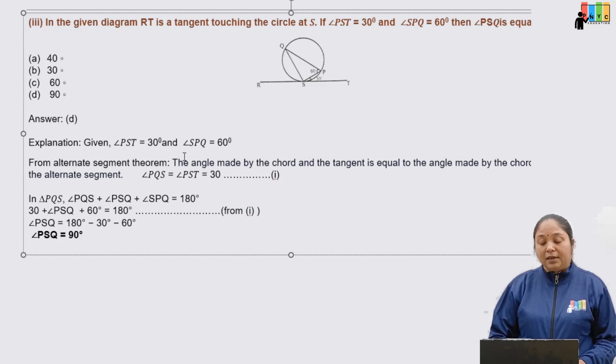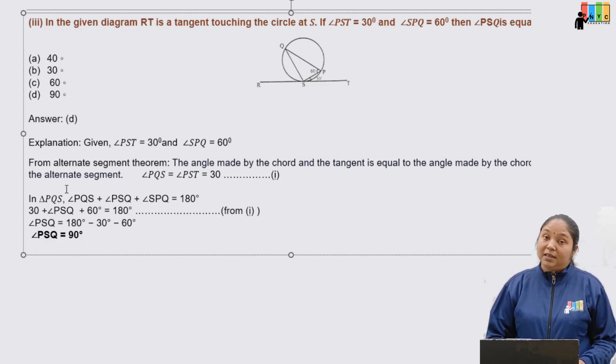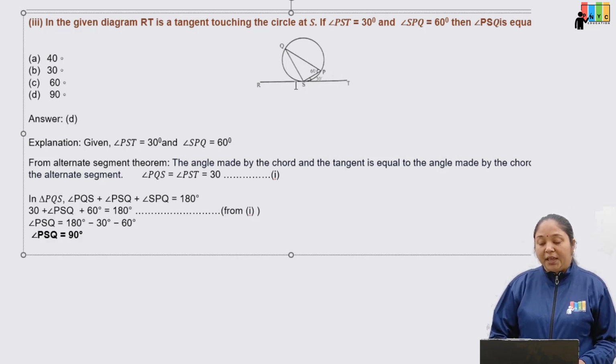What is the alternate segment theorem? The angle made by the chord and the tangent is equal to the angle made by the chord in the alternate segment. That means angle PQS is equal to angle PST. PST is 30, so PQS is also 30. This is our equation 1.